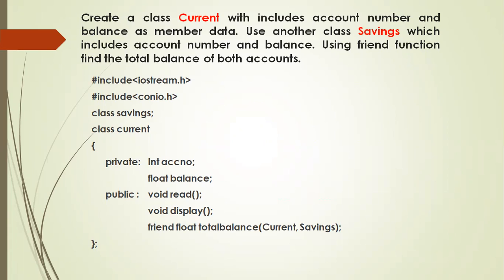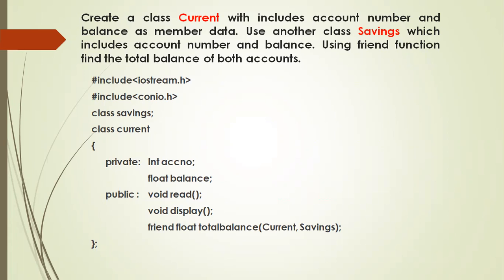Next we start with the first class. First I am defining the current class, and within it we write the prototype of the friend function. There we pass two parameters, current and savings. At the time of defining the current class, savings is unknown. Savings is also a class name, so we have to mention class savings in the beginning. Such a reference we call a forward reference. We are indicating to the compiler that savings is a class name that I am going to define later.